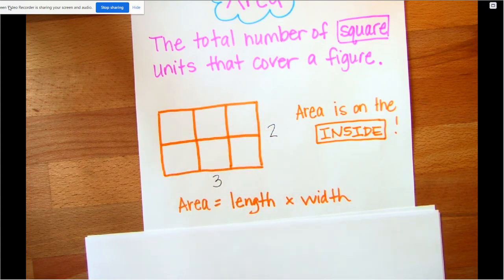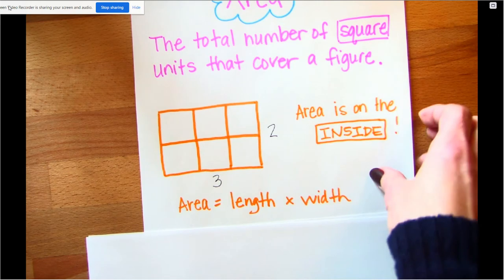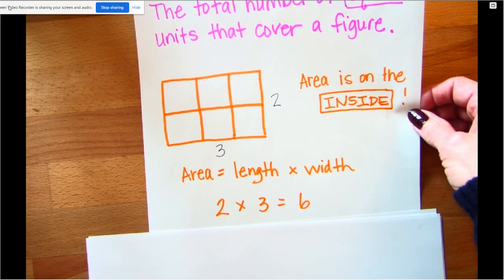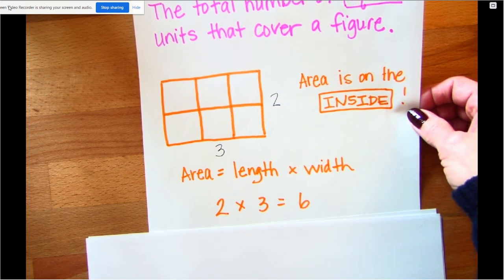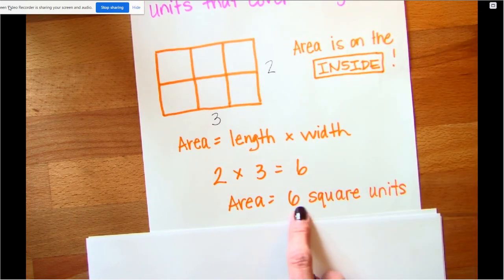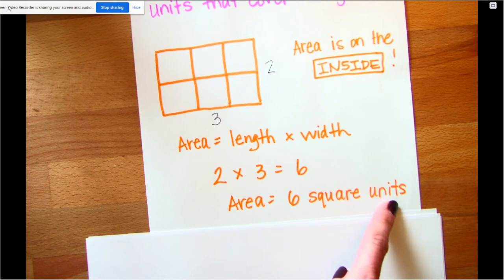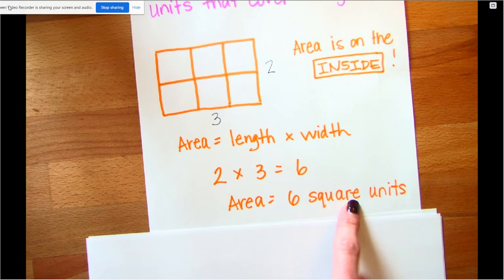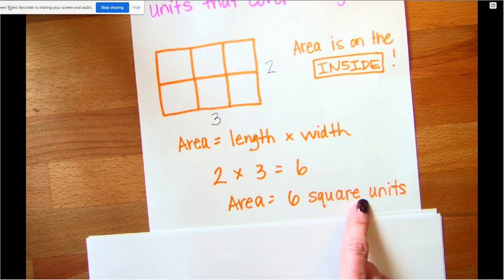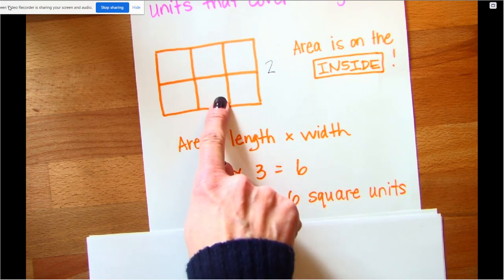So area is the length times the width. For this particular one, I said the length was 2 units, 2 square units. The width was 3 square units. 2 times 3 is 6. So when I finish, I'm going to add my label. The area is 6 square units. Whenever you label area, you have to have the word square before the measurement. This might be meters or miles or inches, but it has to be square because we're talking about the number of squares on the inside.